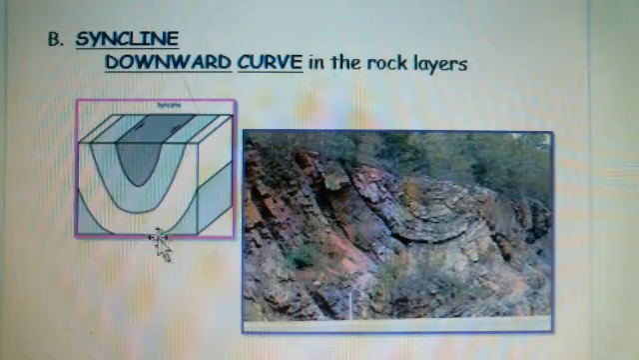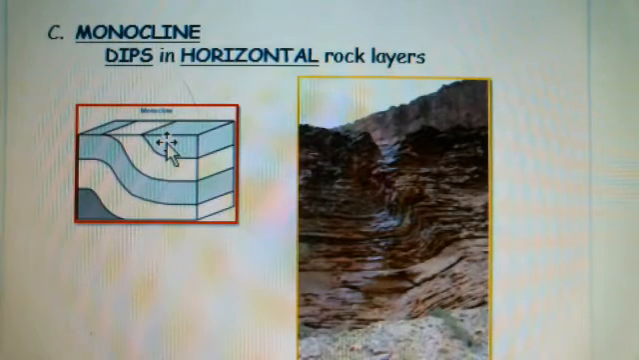A syncline is when it sinks in the middle. Goes down and then back up. Syncline, sinking in the middle. And then a monocline, where it only goes up on one side, it doesn't come back down. Mono referring to one.